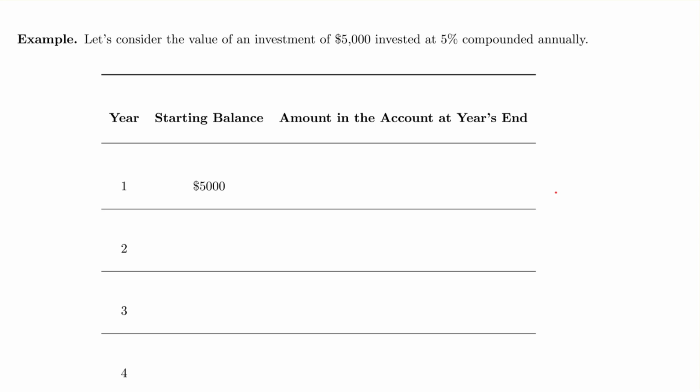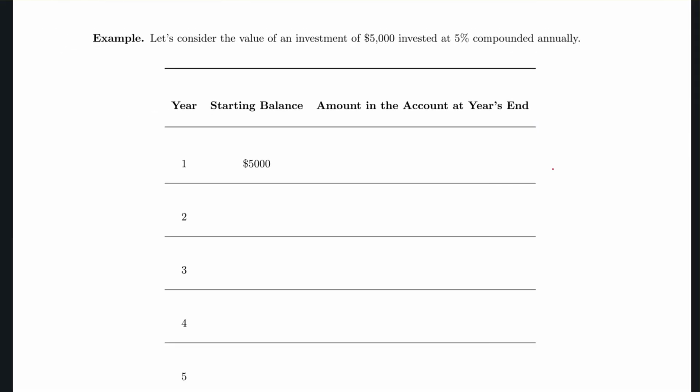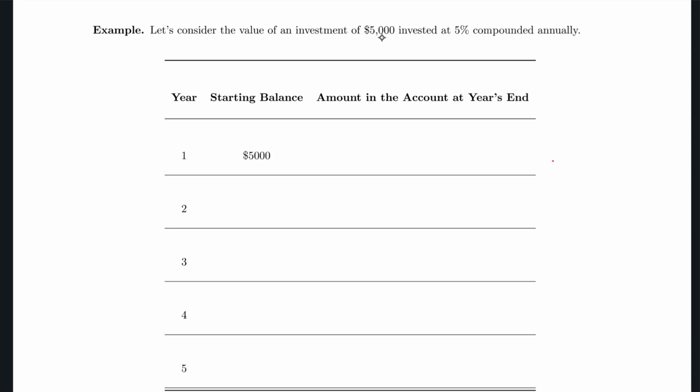So in this example, we're going to show step by step how this compounded interest works for a 5-year period. So we're going to consider $5,000 invested at 5% compounding annually here. So our starting balance is $5,000, and maybe we can draw down these little column lines to help keep things straight.